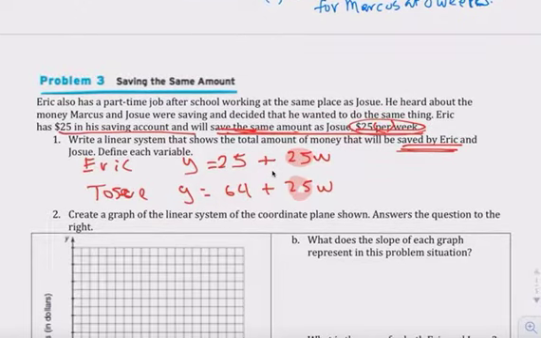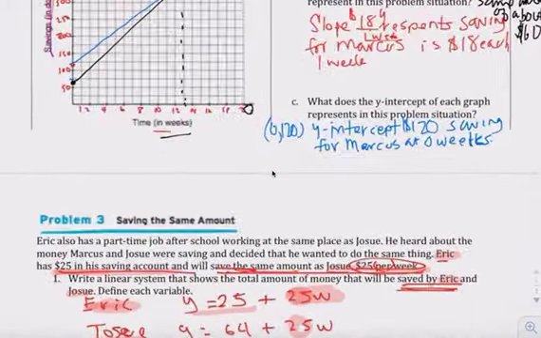Now, problem 3, I started out for you guys here. Same type of problem, but the trick here is Josue and Eric, we're using Eric here. Eric is saving the same amount as Josue at $25 per week. That's this one here. He started out with $25 in his savings account. We want to write a linear system that shows the total amount of money saved by Eric and Josue. So this is Eric and here's Josue, which we copied from up there.